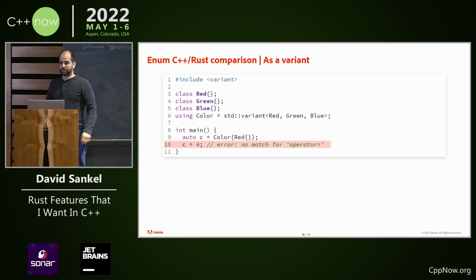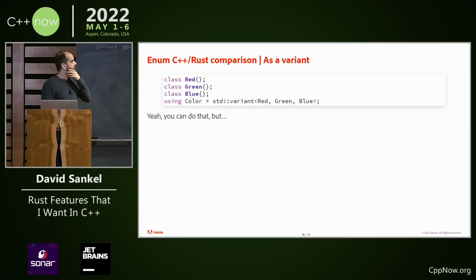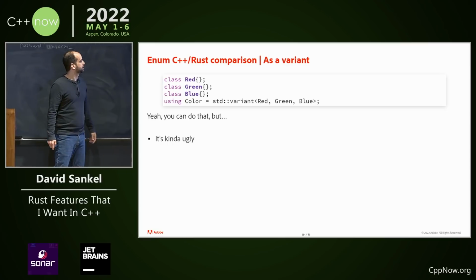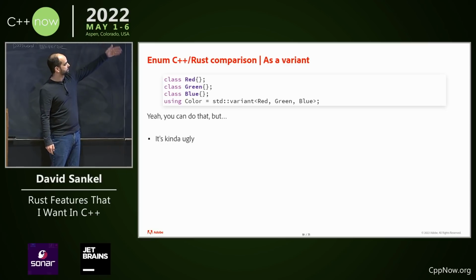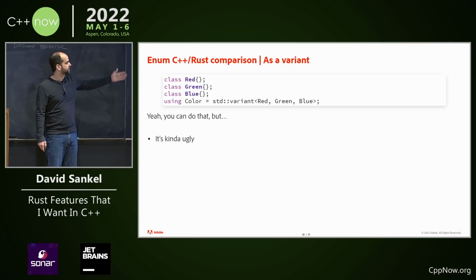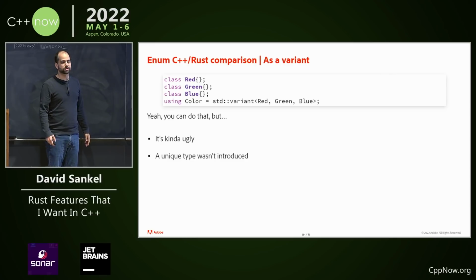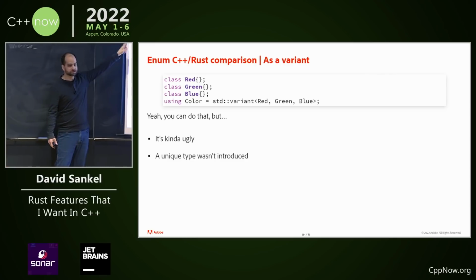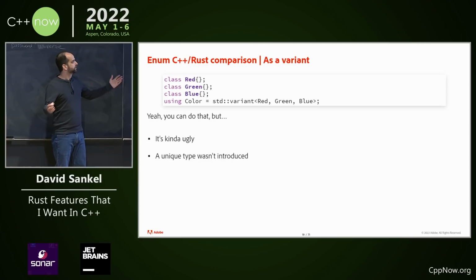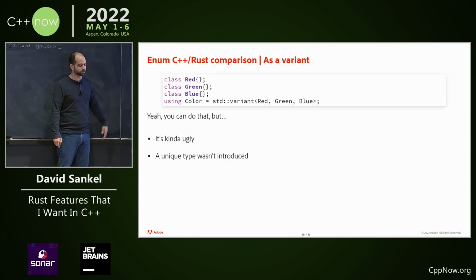So, yeah, you can do that in C++, but it's kind of ugly. Like, look at all those classes. It's just a lot of syntax. A unique type wasn't really introduced, right? Because we'd have the using declaration there. Someone could make another variant that calls this something else. So there are ways to get around that, and then it just makes it even more ugly.